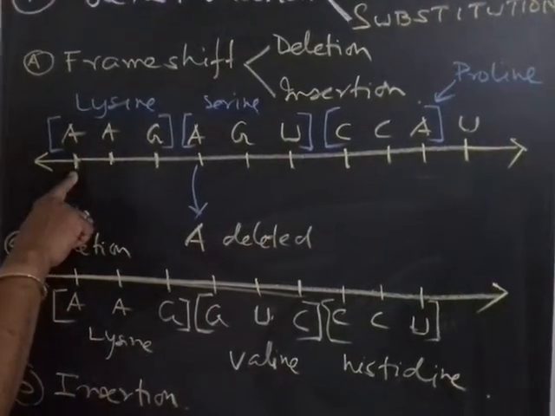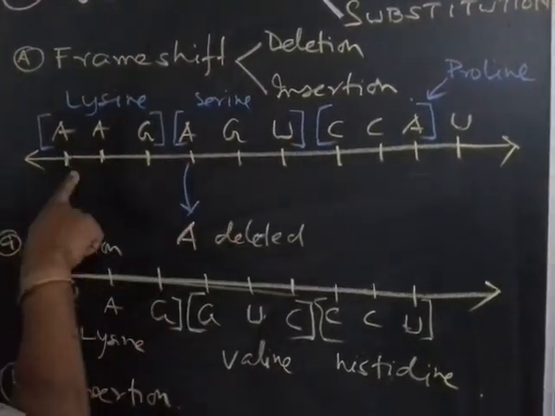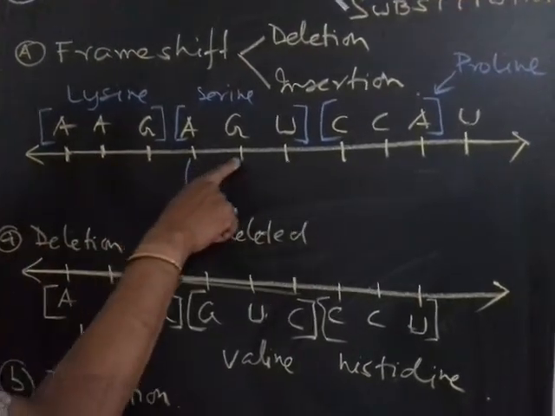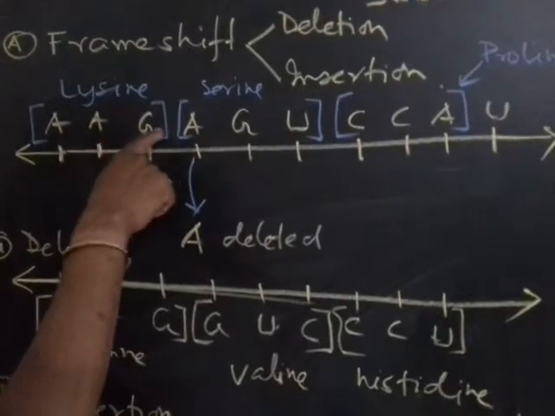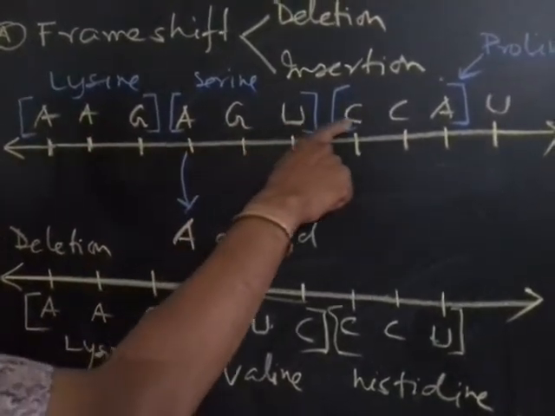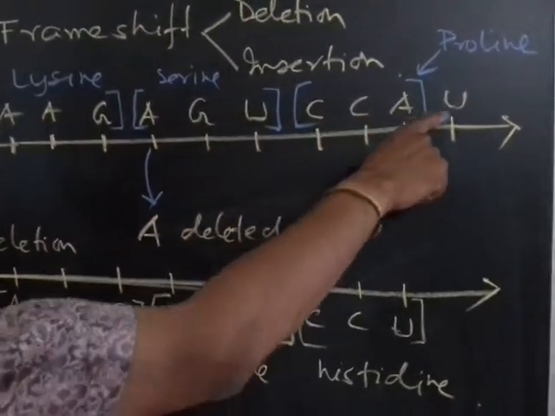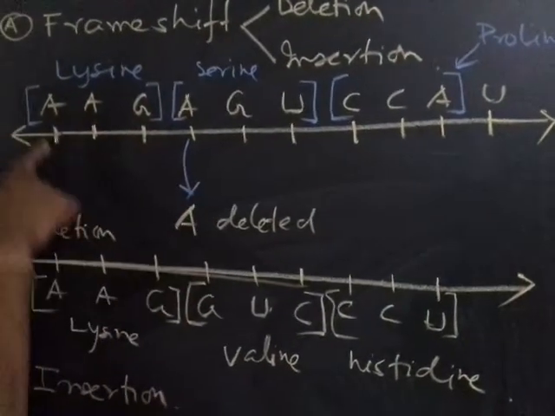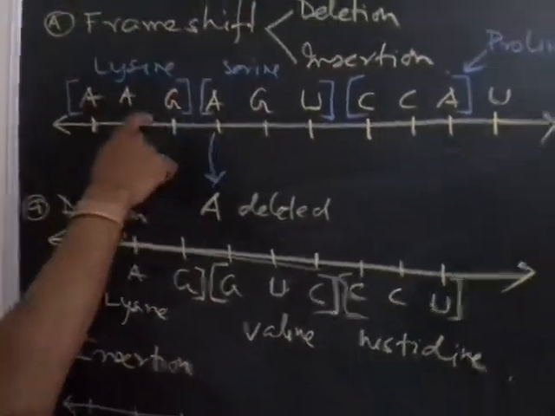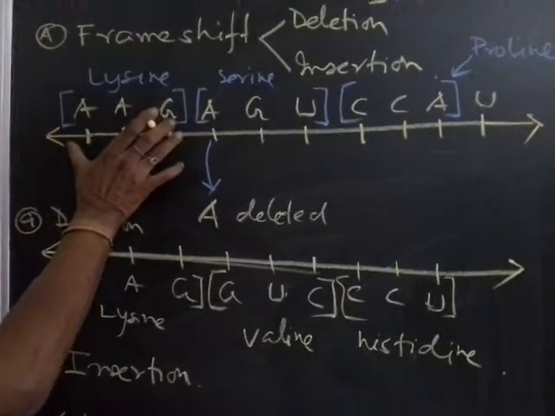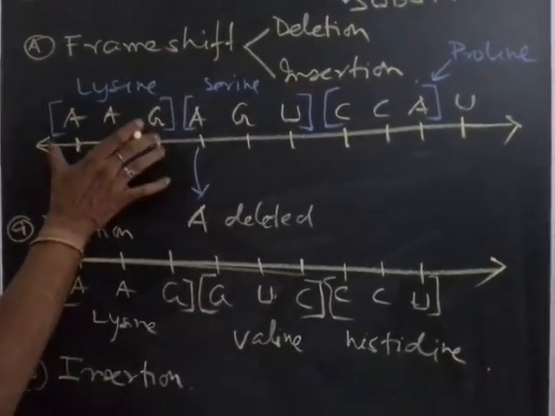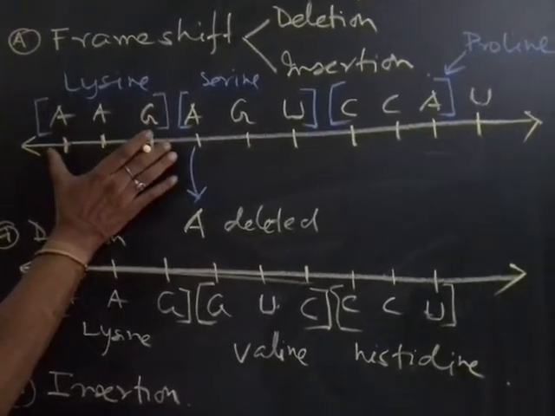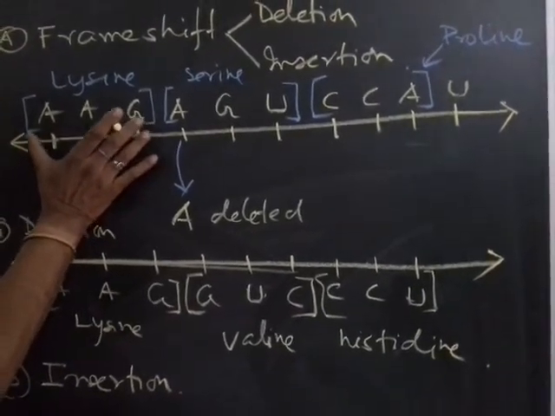Now, see this example. This is a sequence of the mRNA, and the sequence of the different nitrogenous bases is like this: AAG, AGU, CCAU. These are adenine, adenine, guanine, adenine, guanine, uracil, cytosine, cytosine, adenine, uracil. This is the sequence, and all these are in the form of triplet codes, which you are going to learn later on.